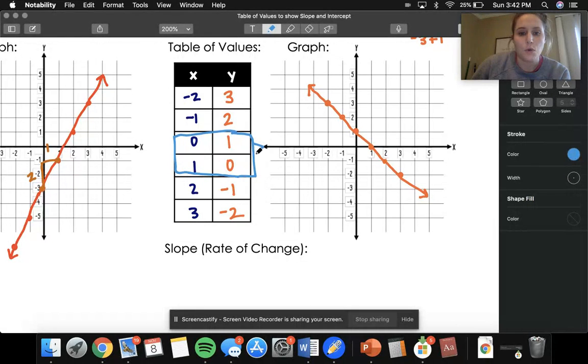Okay. How do you go from 1 to 0? You go down 1. Okay. So I go down 1. How do I go from 0 to 1? I go up 1. So the slope is negative 1 to 1.